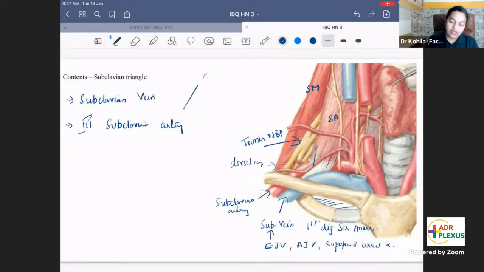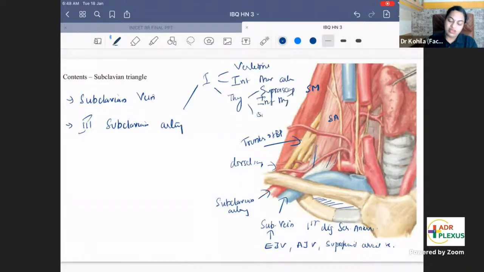What is the branch coming from the first part? Vertebral artery. VIT, right? Internal thoracic artery. And the thyrocervical trunk that will give rise to suprascapular artery, inferior thyroid artery, superficial cervical artery.